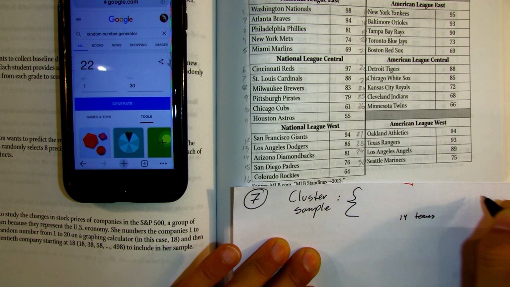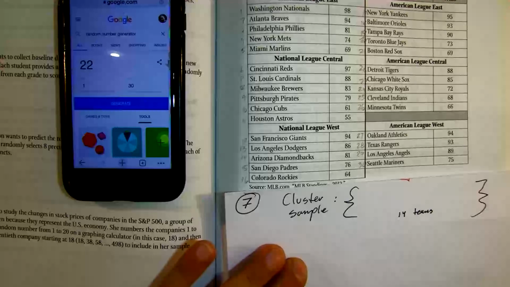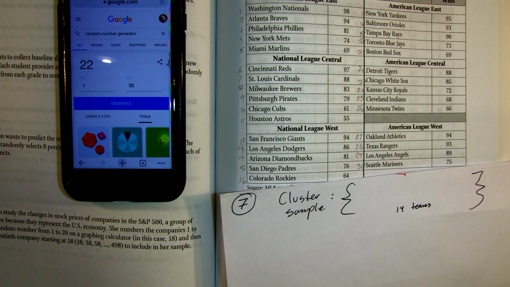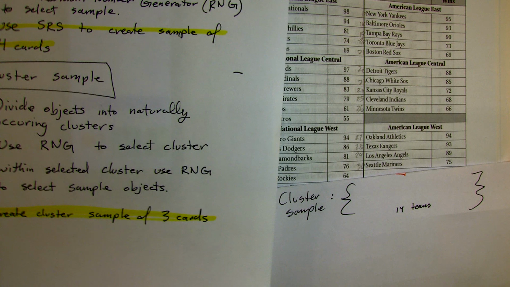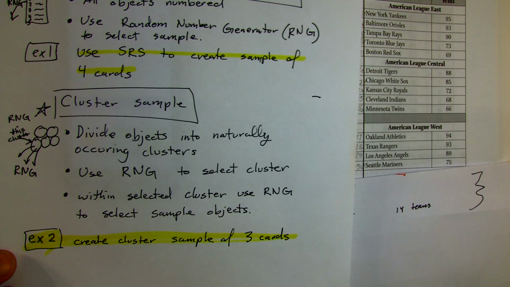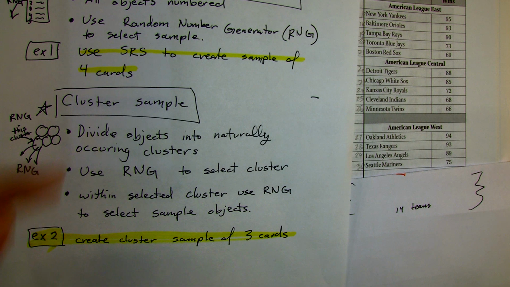So here's what I need to do. I need to go back and check, well, what was the cluster sample? Let's see. Cluster sample. This is the one where you divide them into naturally occurring clusters, use a random number generator to select the cluster, and then within the selected cluster, use a random number generator to get your team.